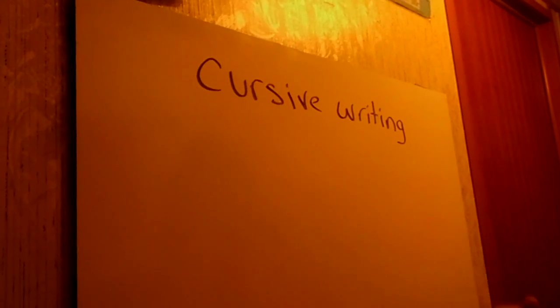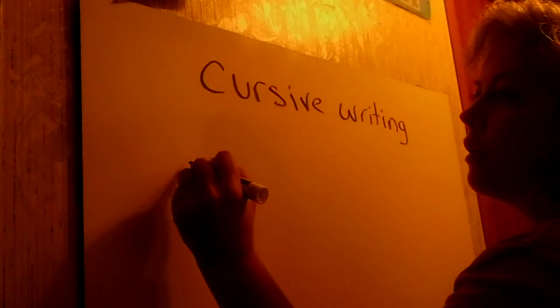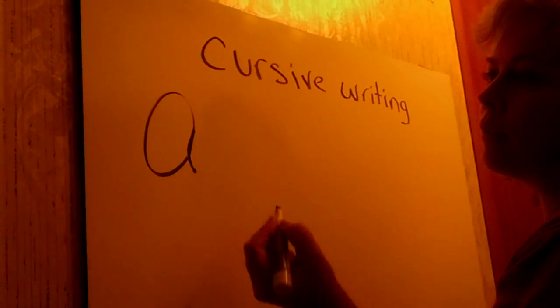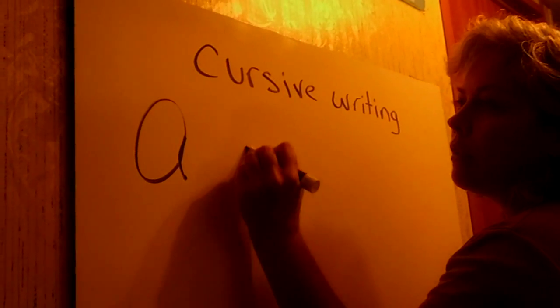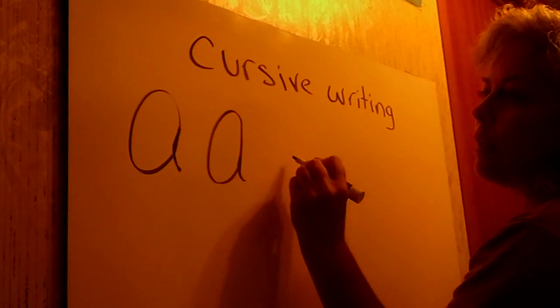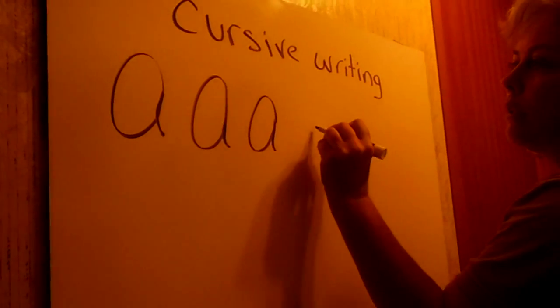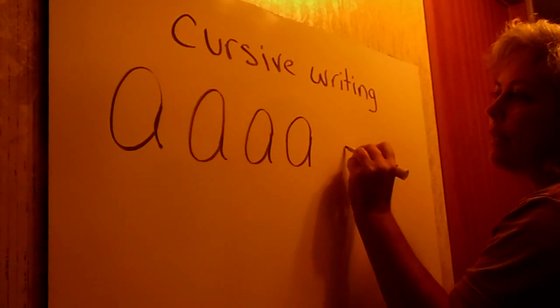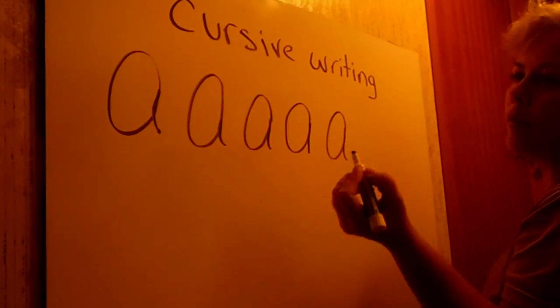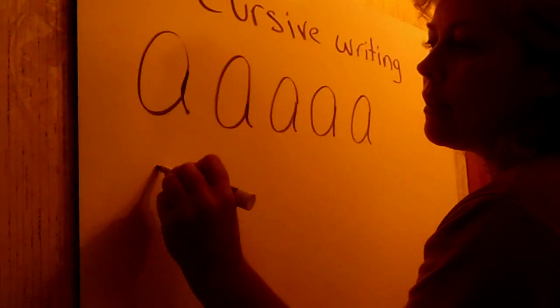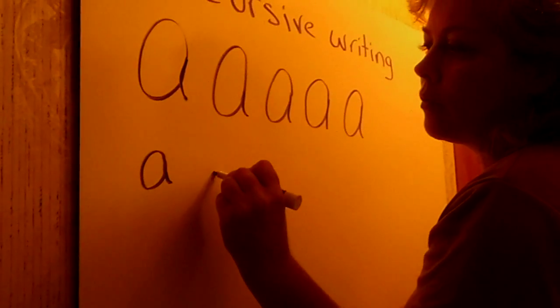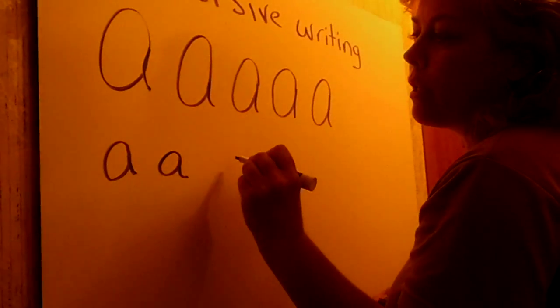What we're going to learn is cursive writing. Here's your A. This is your A again. All you're going to do is make a little oval circle and put a tail to it. That's your capital A. Lowercase a is the same kind of A but smaller, but it's a smaller circle with the tail.